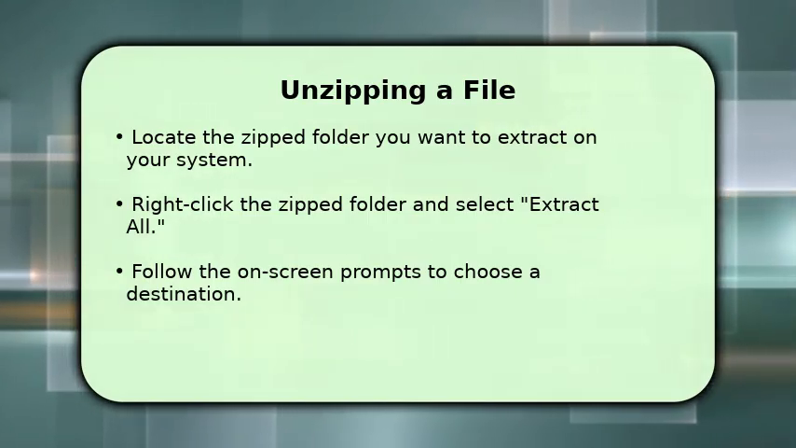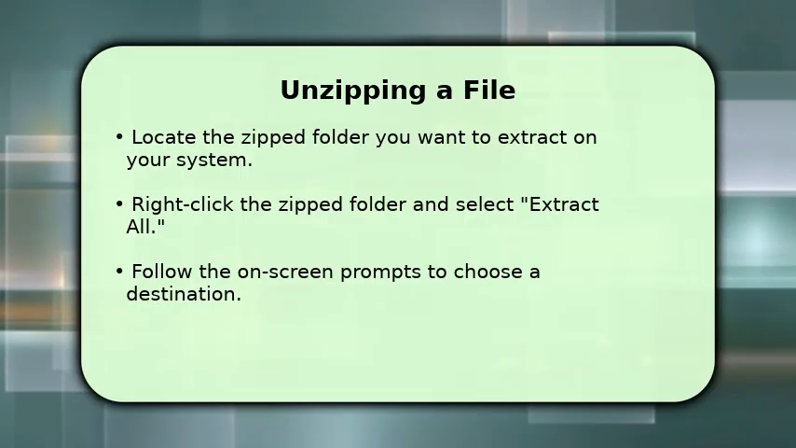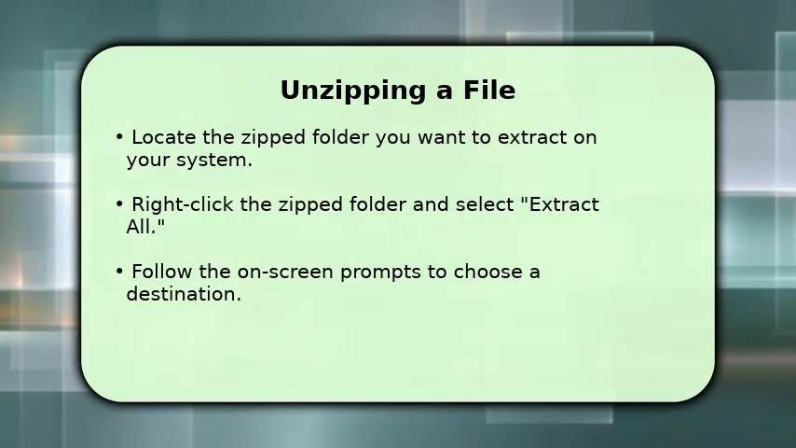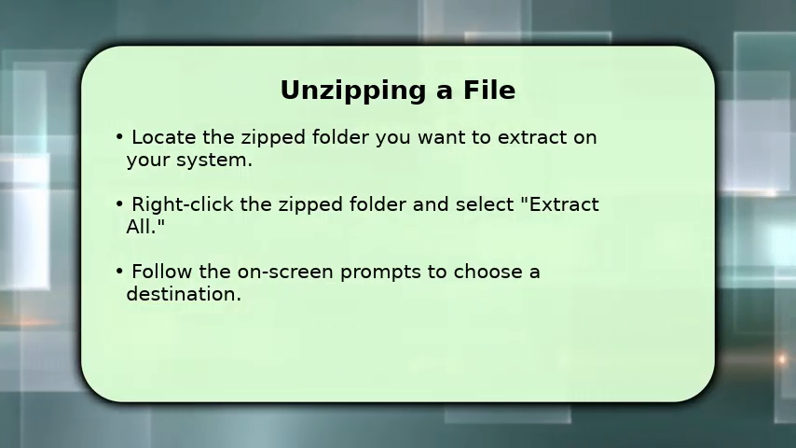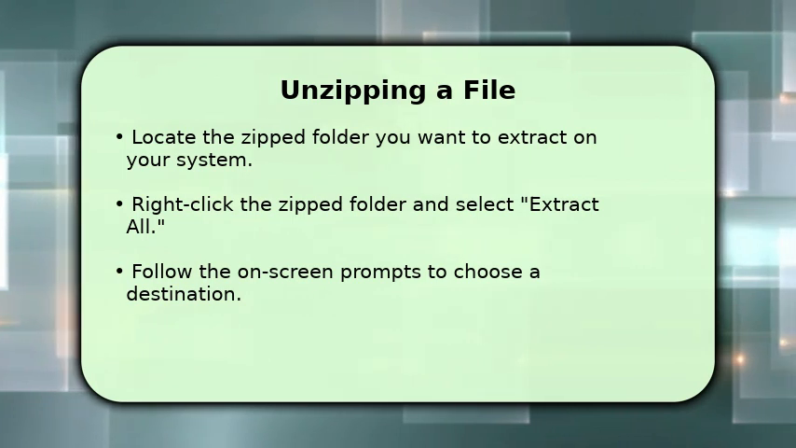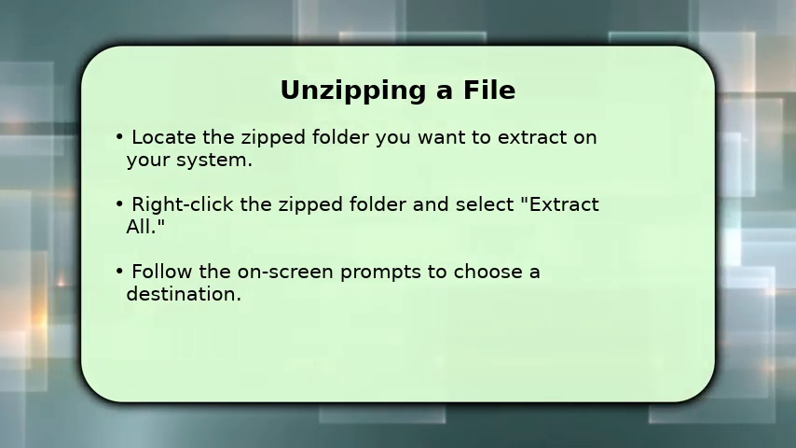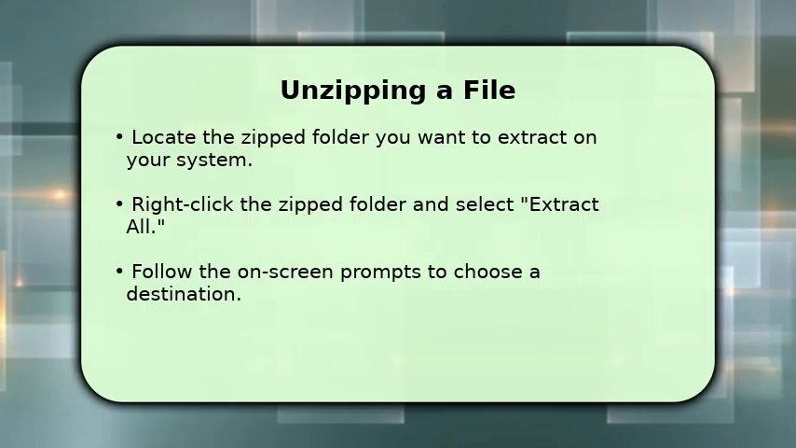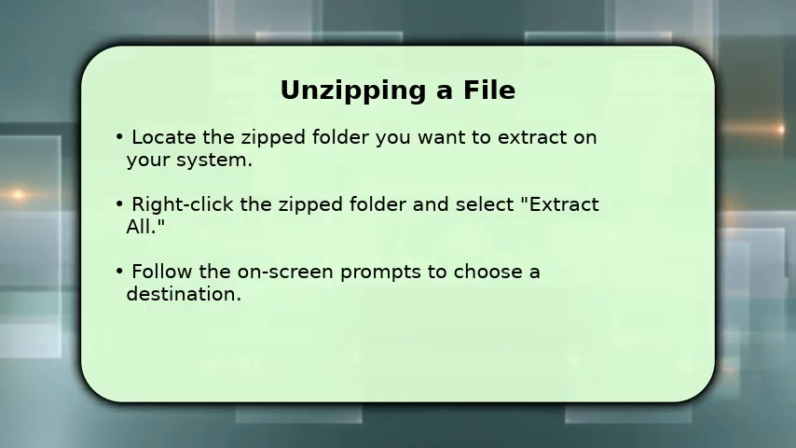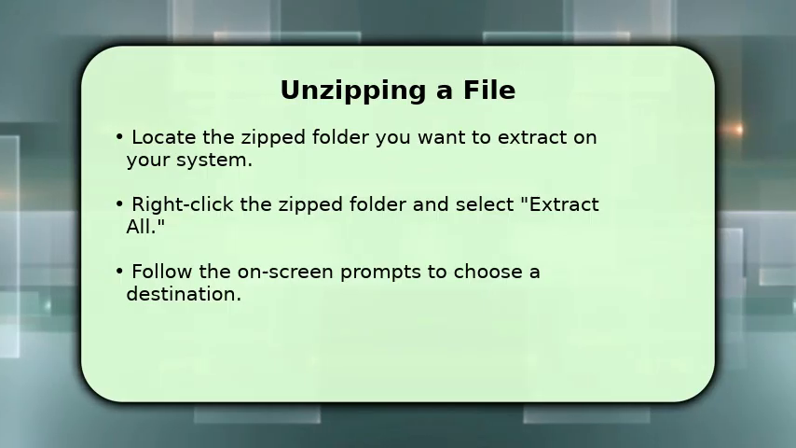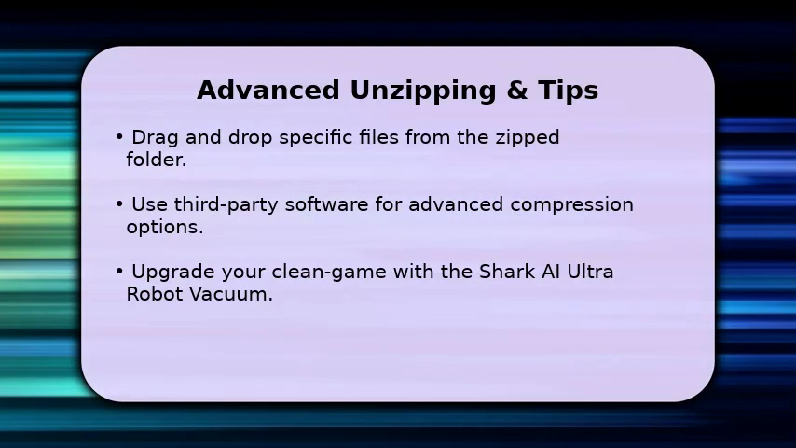To begin, find the zipped folder you wish to open. Right-click on it, and you'll see an option called Extract All. Click this, and a wizard will guide you through the process. You can choose where you want the extracted files to be saved, or simply use the default location. Once you click Extract, your files will be ready to use. For more control, you can open the zipped folder and drag individual files out to any location.